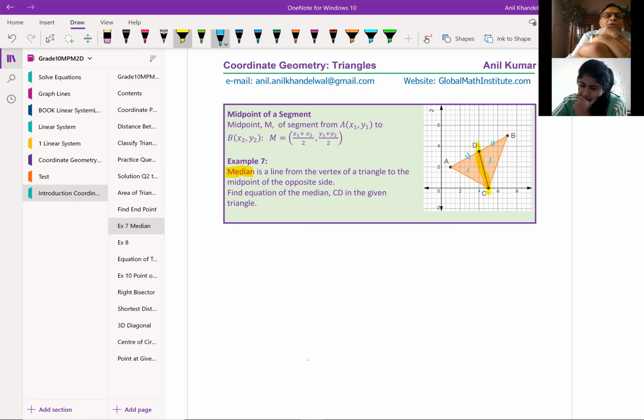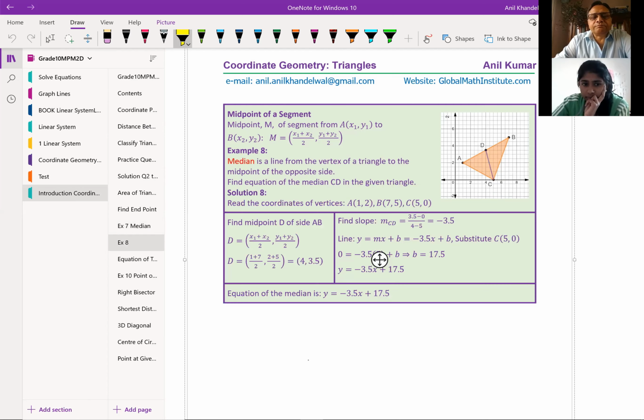Okay. So the question for you here is, find the equation of median CD in the given triangle. So you can read the values from the graph itself and find the equation of the median. To find the equation of the median, we have assumed that you know how to find equation of lines and all those things to begin with, but we'll go through that in our solution later. Okay, so it's good. We have taken the solution of that question right here. So solution is, first read the coordinate points. So we read all the coordinate points A, B, and C, which are 1, 2, 7, 5, and 5, 0.